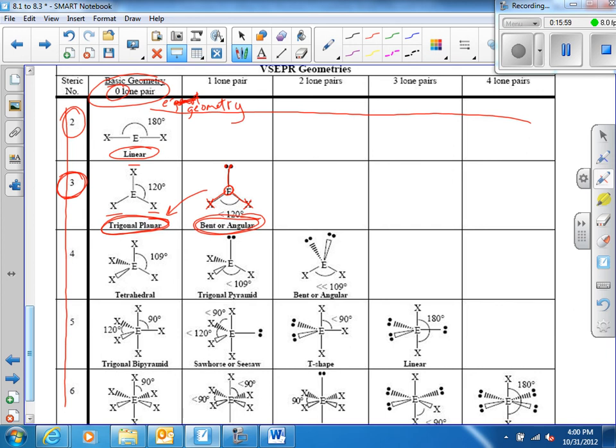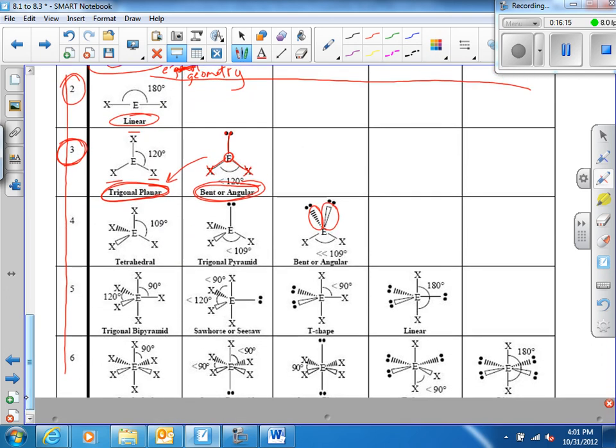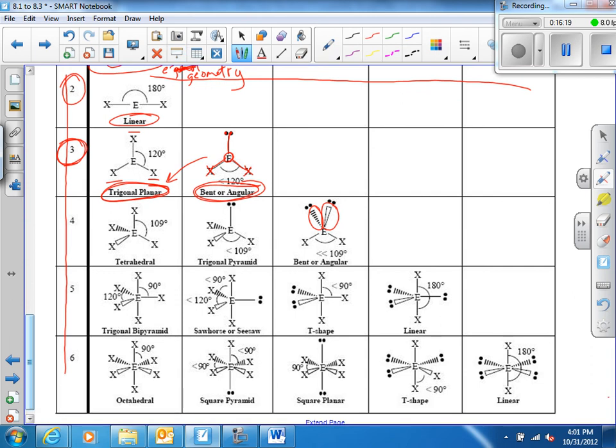And this symbol right here means we're coming out at the board toward you. This symbol right here means you're going behind the screen or behind the board. You don't have to use those symbols. We could just use straight lines. It's just trying to show you the three-dimensional picture of each different geometry. All right, we're not going to actually practice this right now. We will be doing this in class when we get to class next time.